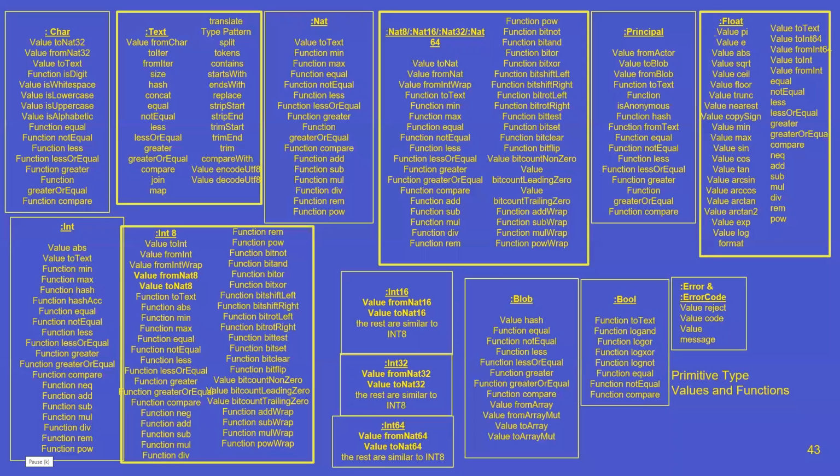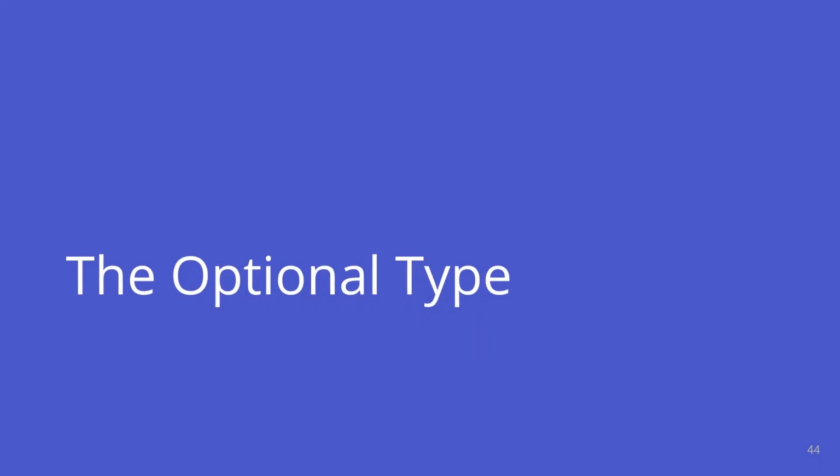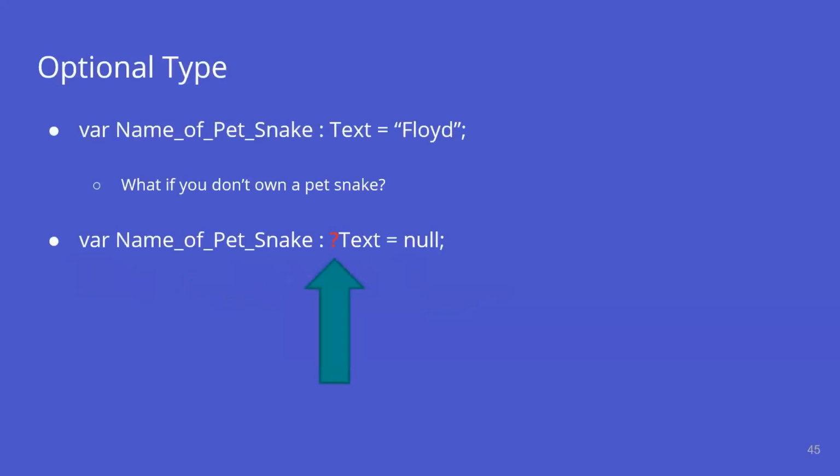Another interesting element of Motoko is something called optional types. If we were to have a DApp that was going to maintain the list of names of pet snakes that people have, maybe it's a group of snake enthusiasts, and they would like to know what is the name of a pet snake, they declare the variable of type text, and they assign the name, in this case Floyd.